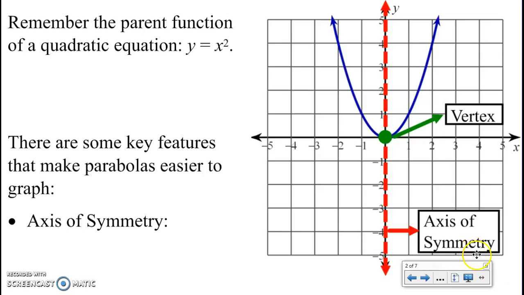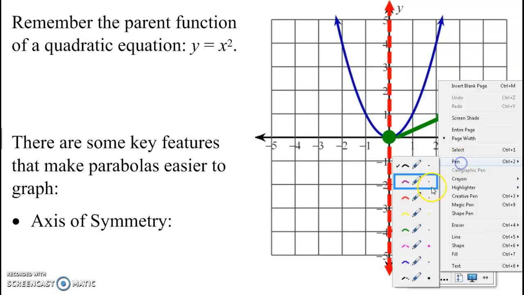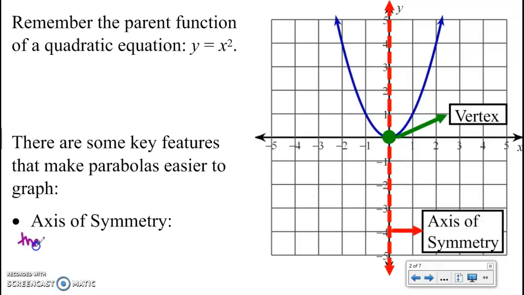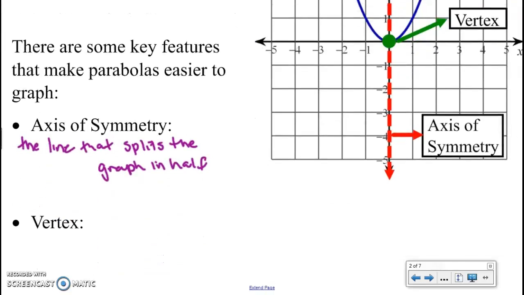Okay, so remember that the parent function of a quadratic equation is y equals x squared. There are key features that you need to remember. The axis of symmetry is the line that splits the graph in half. Okay, so we have that vertical line there, the red one. And then the vertex is the point at the very top or bottom of the parabola.